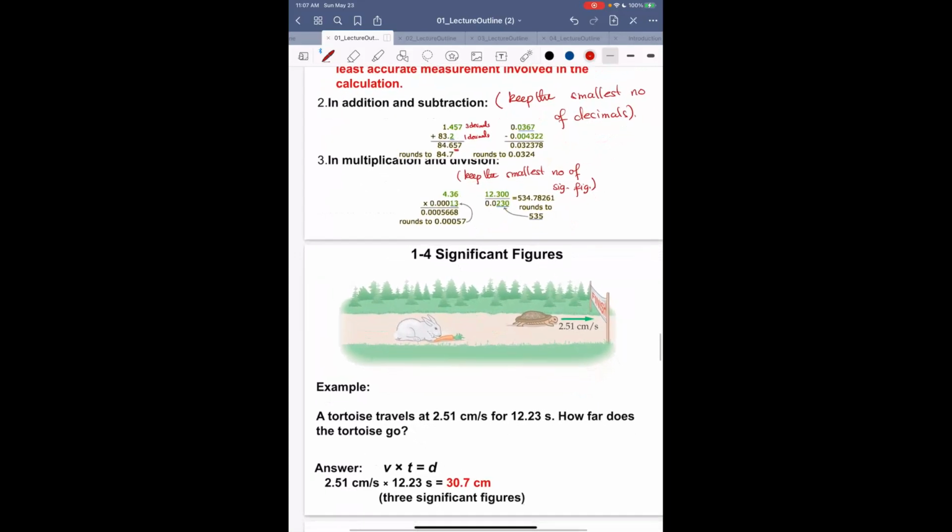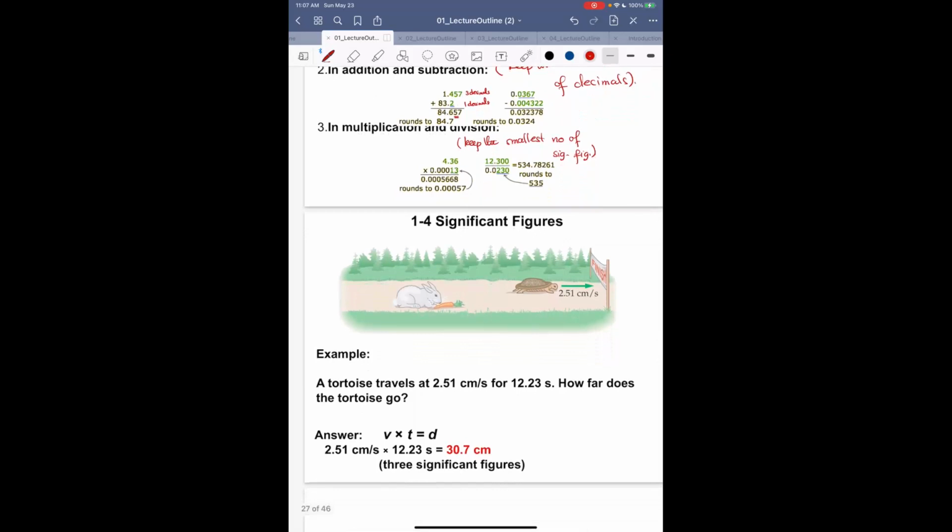Here is just one of the examples that we have. The turtle is traveling at 2.51 centimeters per second for 12.3 seconds. How far does the turtle go? Then you need to calculate the distance, assuming it is moving with constant velocity. It is velocity times time. Then you're going to multiply 2.51 centimeters per second times 12.23 seconds.